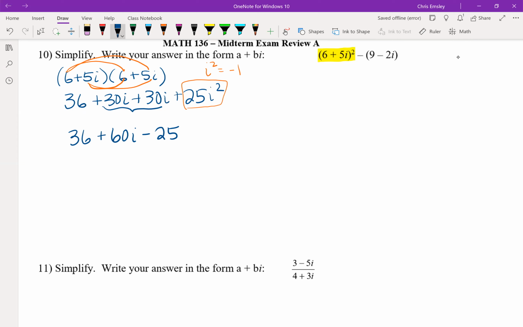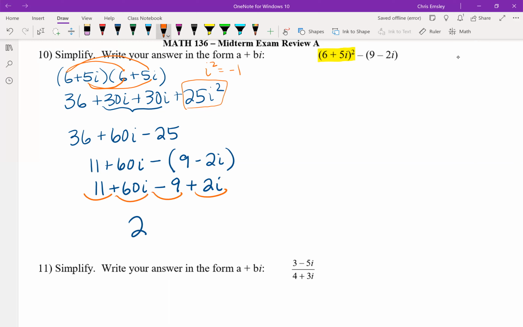So then we can combine those two like terms. 36 minus 25 is 11 plus 60i. Now that was just the yellow part. I still need to subtract off 9 minus 2i. Be careful, that negative sign has to carry through the parentheses to subtract that complex number. So it ends up being -9 plus 2i. Combine your like terms. 11 minus 9 is 2. And 60i plus 2i is 62i. There is our answer in standard form, the real part and then the imaginary part.